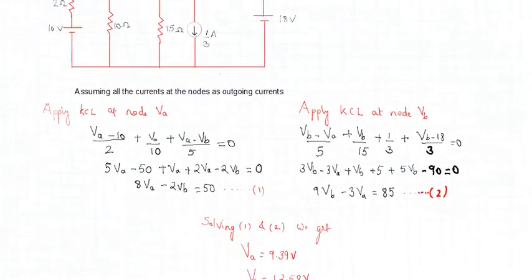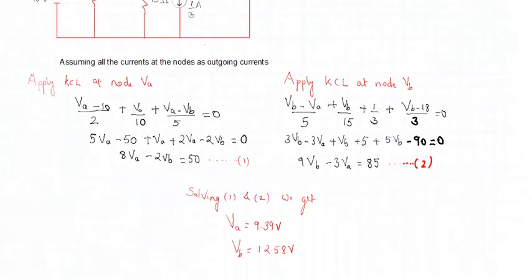Now we have two equations in VA and VB, so you get two simultaneous equations. When you simplify the first equation, you get this, and when you simplify the second equation, you get this, correct? Now we need to solve for VA and VB, and this is what you get when you solve.